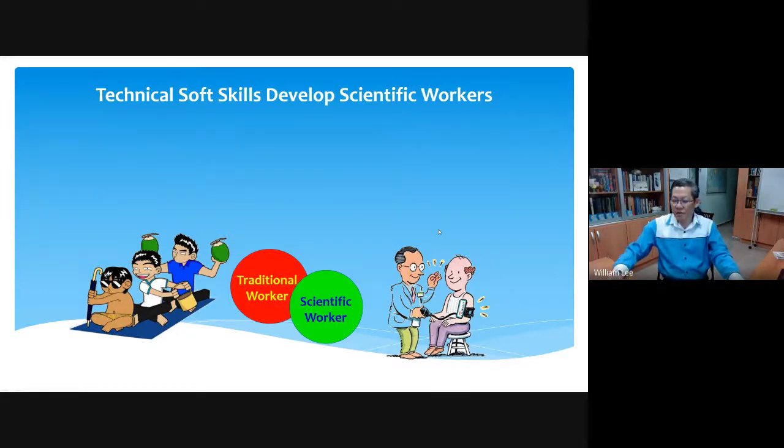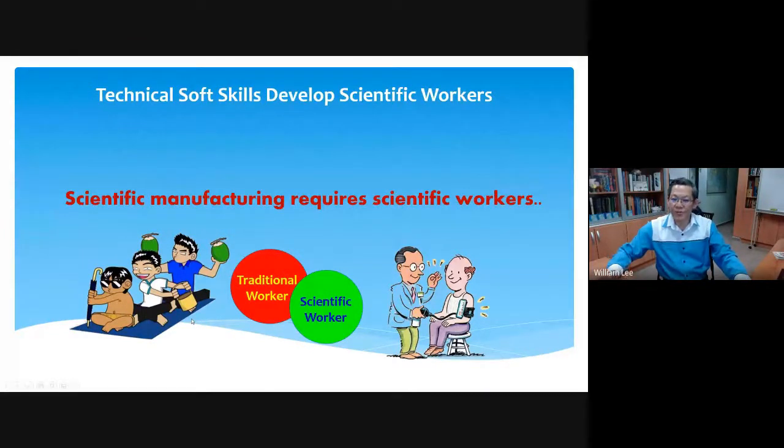Okay. So I believe, therefore, manufacturing should be regarded as a science. It is not a magic. So you can see that magic means this is our famous cartoon to depict our Raja Bomo. And this differentiates the traditional workers and the scientific workers. So if manufacturing is a science, we call this scientific manufacturing. We should treat it as a science. For scientific manufacturing, you require scientific workers, right?